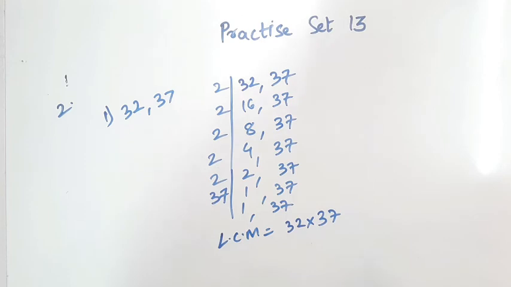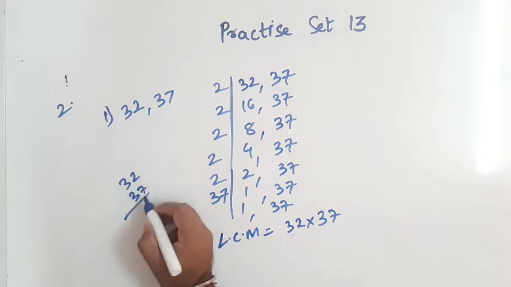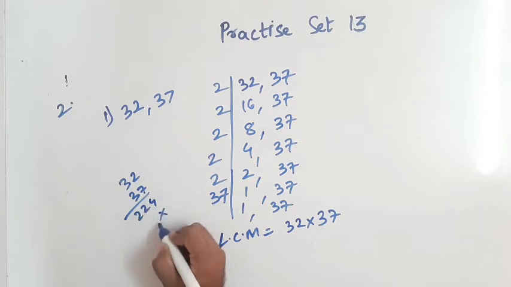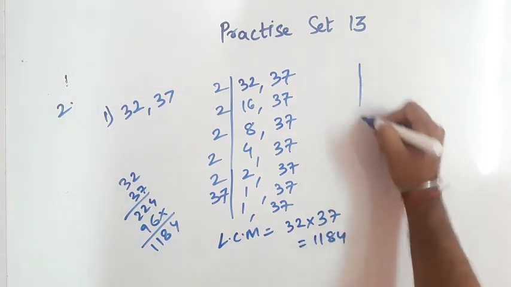Okay, what is the LCM of 32 and 37? Let us multiply. It is 1184.